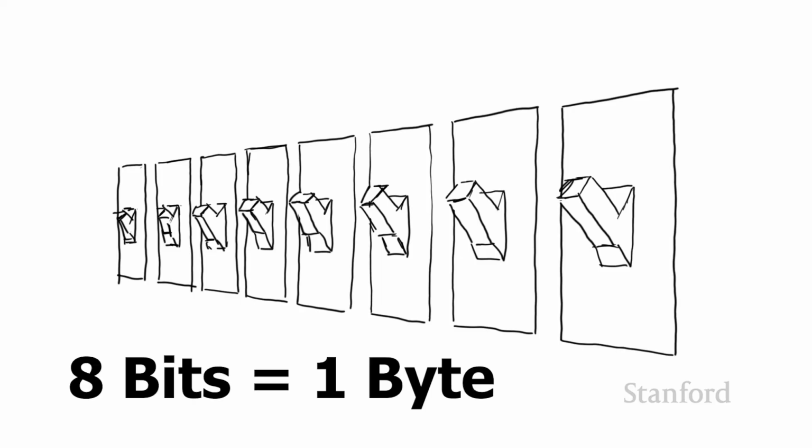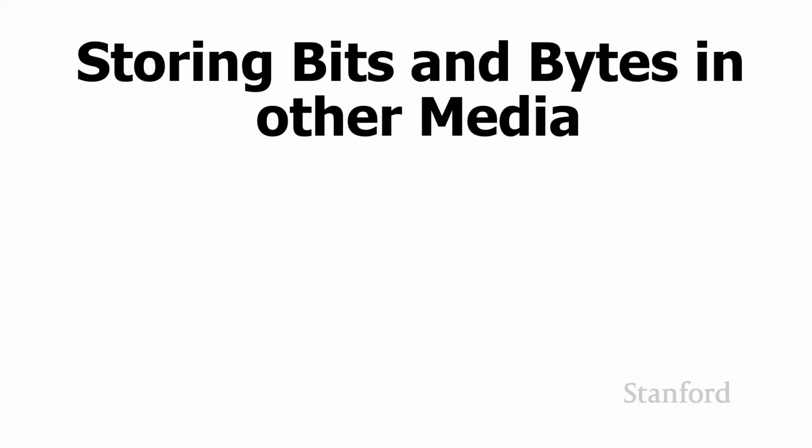Now, we can't really do a whole lot with a single bit, so we combine the bits together into groups, and the main grouping for bits is the set of 8 bits, which is referred to as a byte. The byte is the primary measure of computer storage. While I've been describing what happens inside the main computer memory, all computer data is ultimately stored as bits and bytes. So there are a variety of different mediums that we use to store digital information.